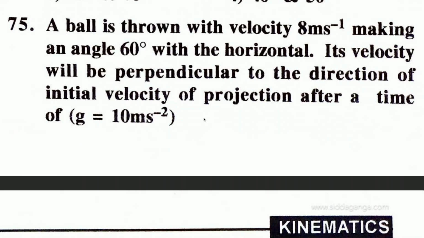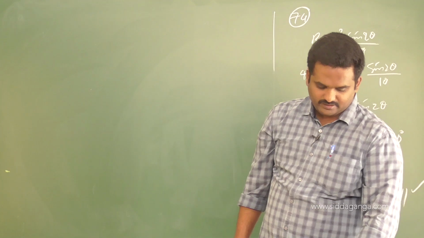Problem 75. A ball is thrown with velocity 8 meter per second, making an angle 60 with horizontal. Its velocity will be perpendicular to the direction of initial velocity after a time of? I'll let you know this at the end, because a small relation has to be written for it. You will get the relation u sin theta by g. I'll mention it later.